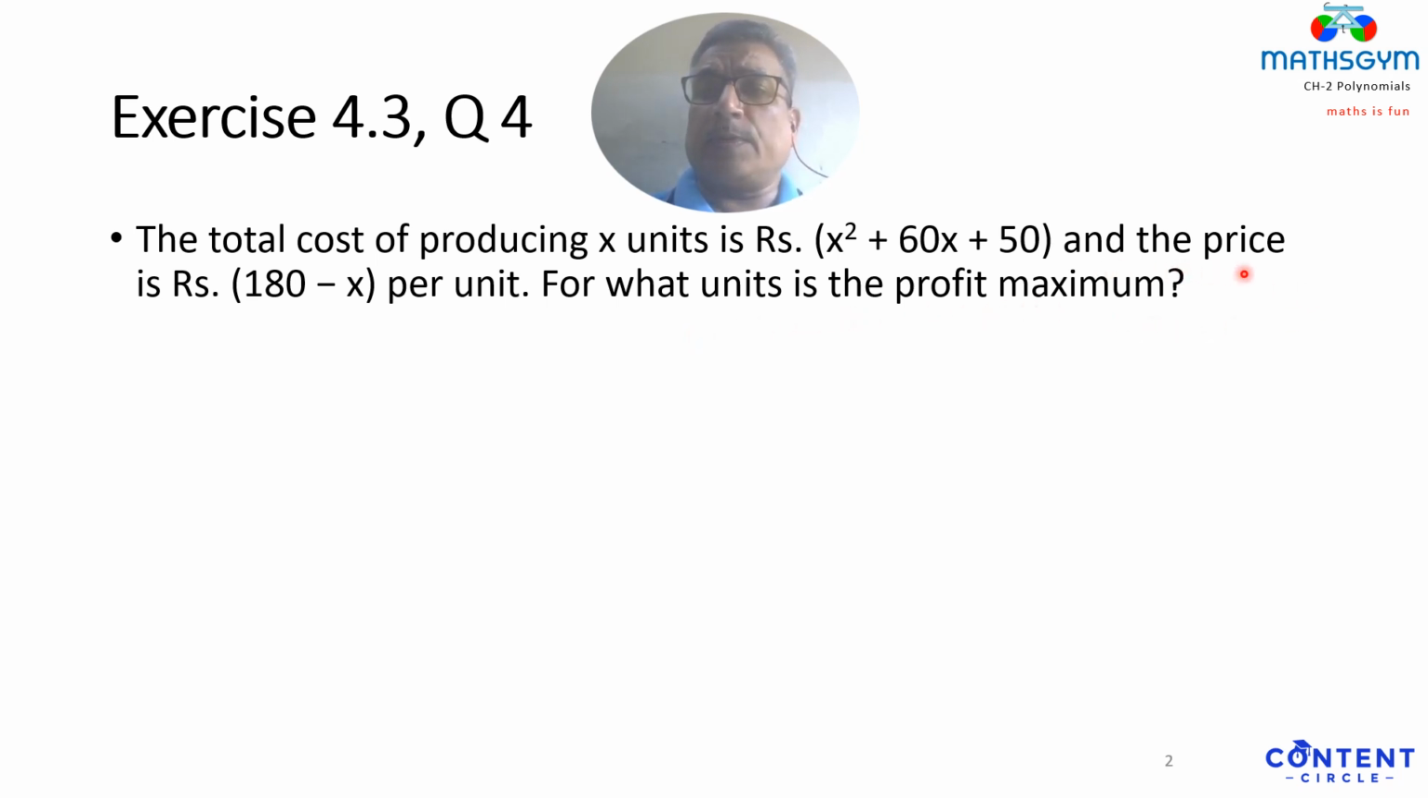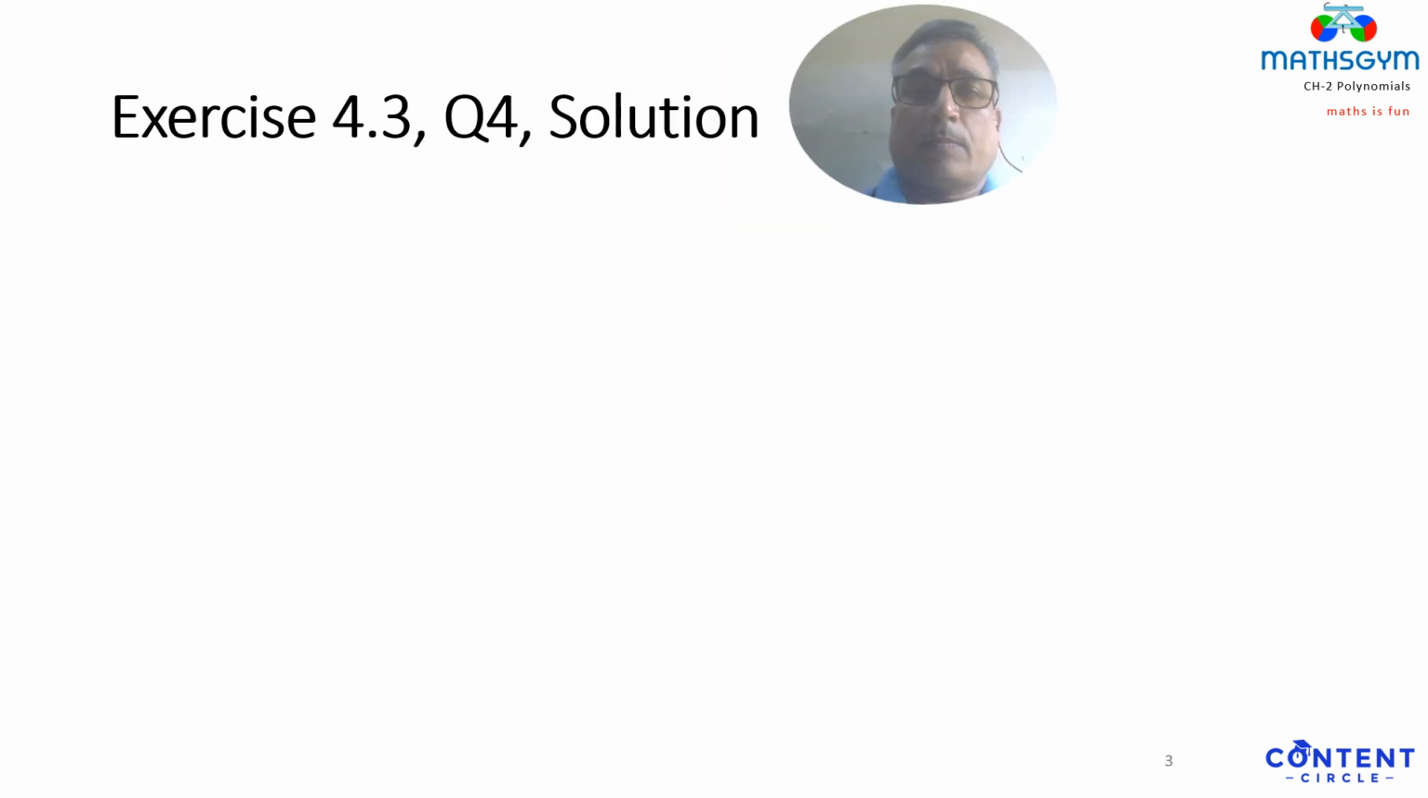There's something which you need to pay attention to in this question: the total cost of producing x units is given to you, and the price is rupees 180 minus x per unit. You see, this price is the selling price. Well, the question should have specified it, but anyways, you need to decipher here appropriately. This price is the selling price per unit. Let's take a look at the solution.